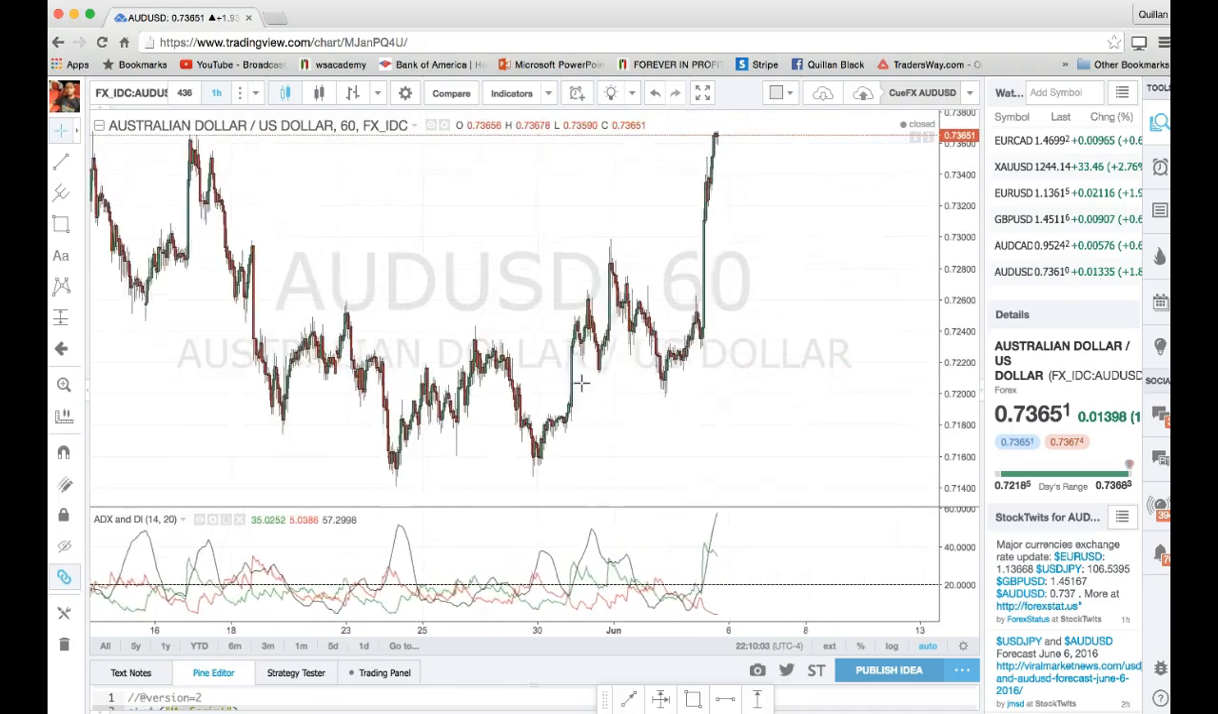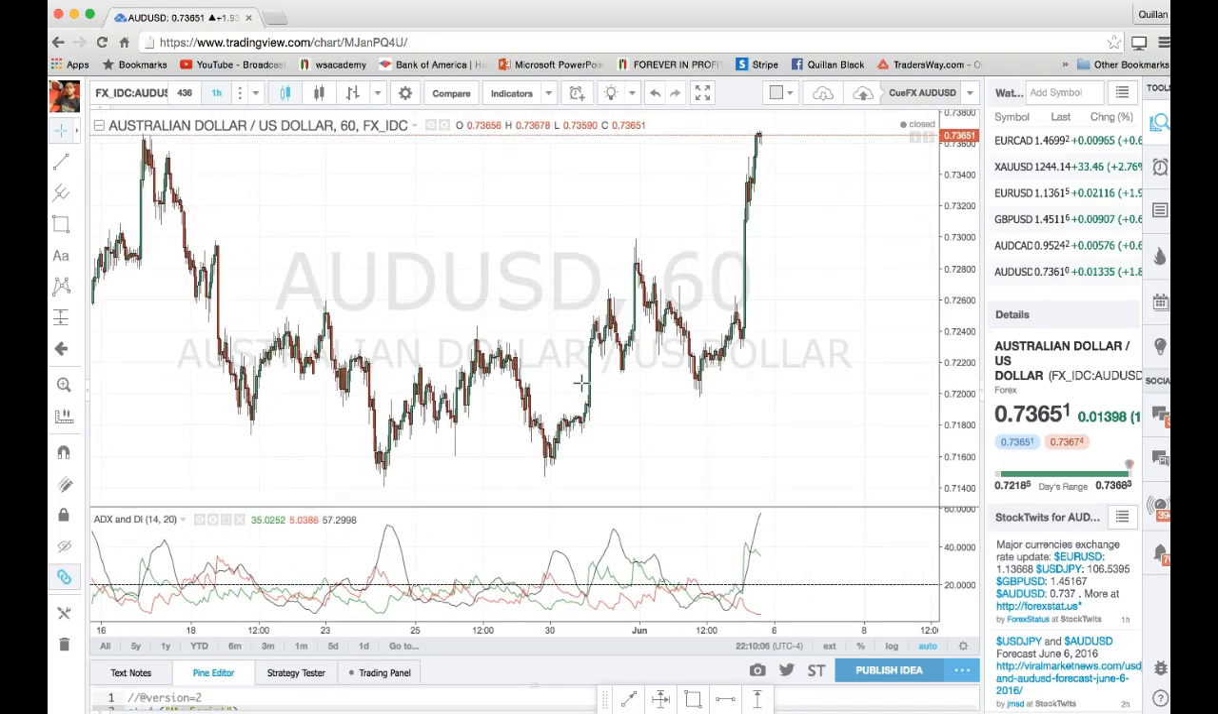Everybody knows that my favorite pair is AUD USD, mainly because this pair is based off of commodities. Meaning that it doesn't move fast and very volatile like other pairs. It moves very, very slow. But when it actually moves, it moves a lot.